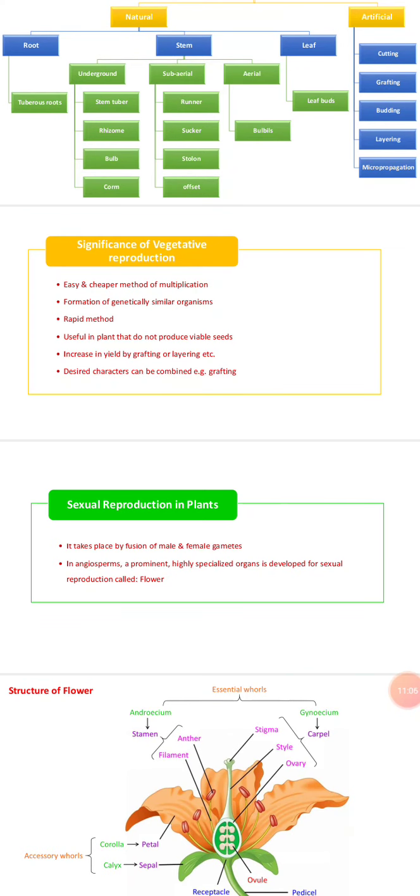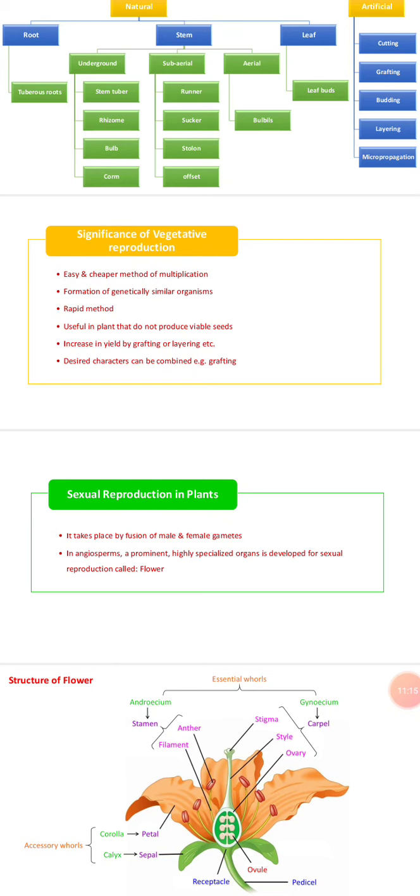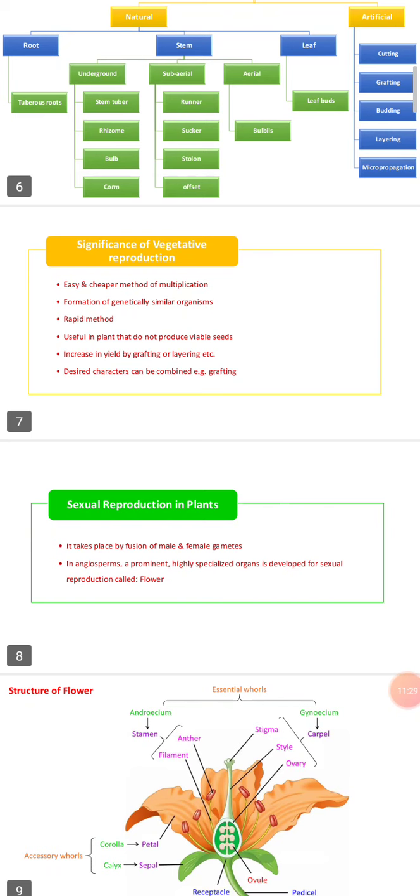Among the aerial stems, there are bulbils. Then especially the leaf. I think you must have seen the bryophyllum leaf. It shows a sprouting nature, leaflet-like structures. Especially in our time we used to keep that leaf in our textbook or notebook, and after a few days the plantlet starts to grow at the notch region.